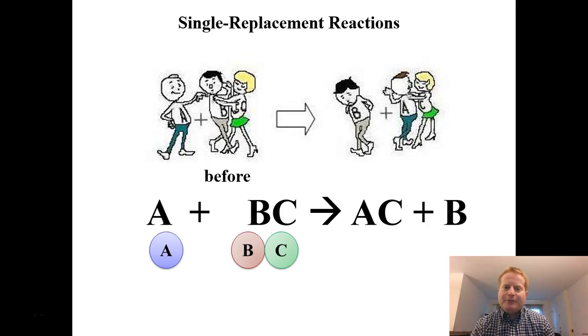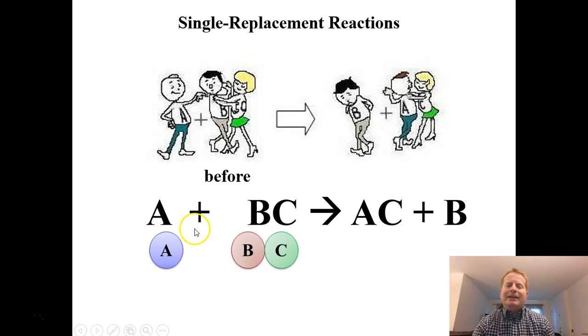Hey, it's Mr. Saltano. This video is going to explain single replacement reactions. So, our generic equation, just in general, like the ones we've been looking at before, is A plus BC reacts to form AC plus B.